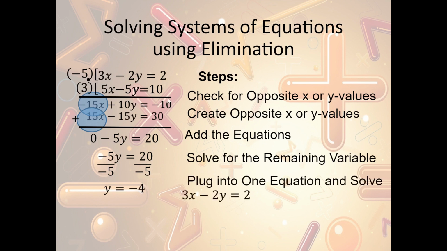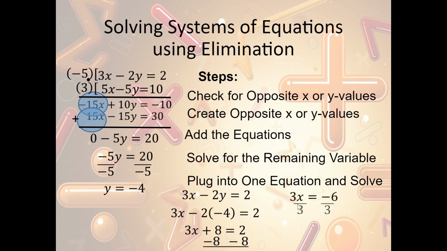So I'll pick 3x minus 2y is equal to 2. I'm going to plug negative 4 in for y. Then we'll combine these, so we have negative 2 times negative 4 is positive 8. So we get 3x plus 8 is equal to 2. Subtract 8 from both sides. And we're left with 3x is equal to 2 minus 8 is negative 6. Divide both sides by 3, and we get x is equal to negative 6 divided by 3 is negative 2.